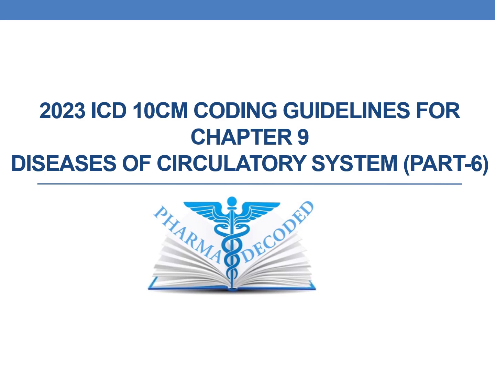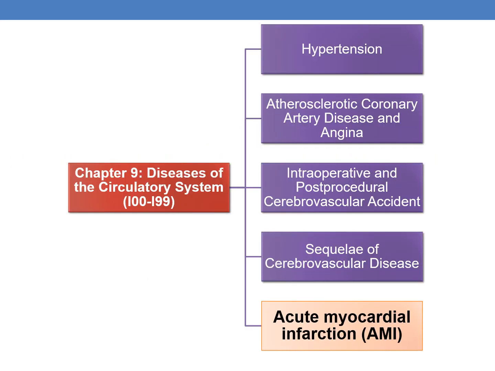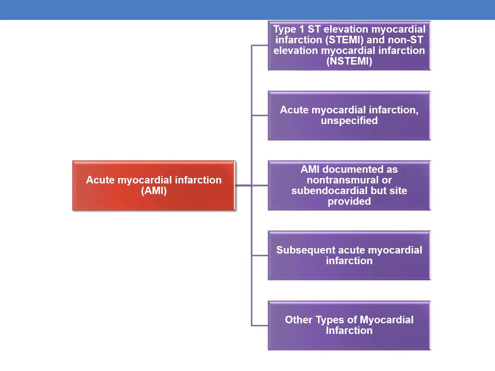Hello everyone, now let us discuss the 2023 ICD-10-CM coding guidelines for Chapter 9, diseases of the circulatory system, part 6. In the current session, we will be focusing on the guidelines regarding acute myocardial infarction, AMI. Now, the guidelines for acute myocardial infarction are categorized into the following types.